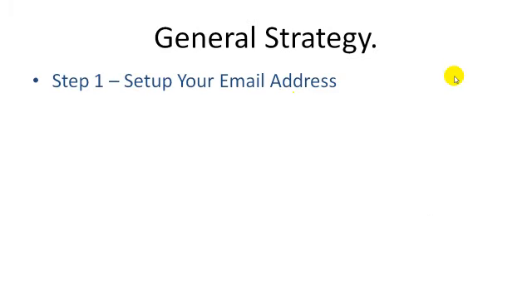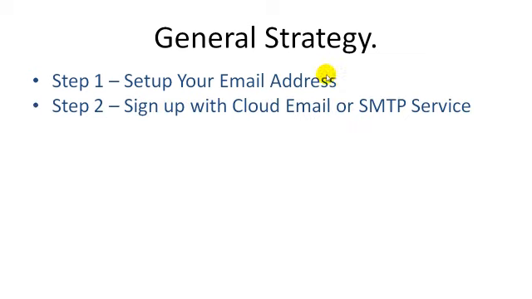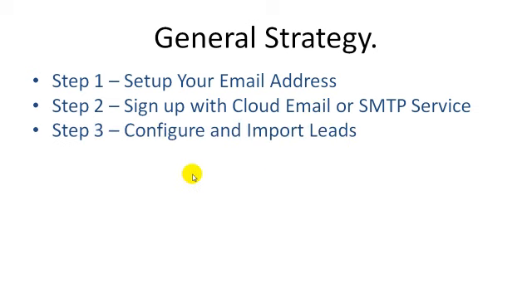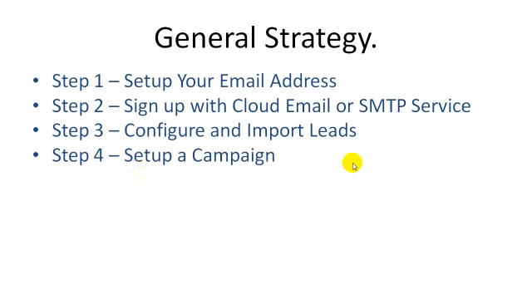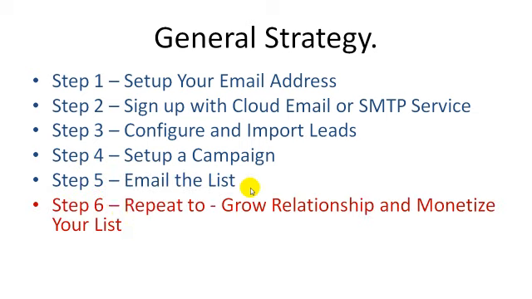Okay, so the general strategy is, of course, you're going to set up your email address, and you're going to need to have access to cPanel. We're going to sign up for your cloud email or SMTP service, which is mailjet.com. Step number 3, we're going to configure your Mailjet account. We're going to take the leads that you have, we're going to import them. We're going to set up a campaign. I'm going to show you 3 different campaigns. We're going to email the list, and you can rinse and repeat. Then you can focus on growing your relationship with your list and monetizing your list.